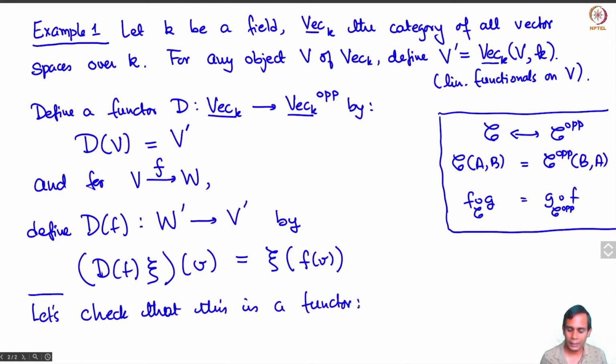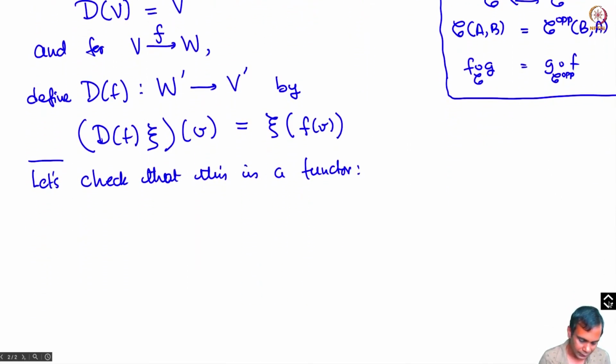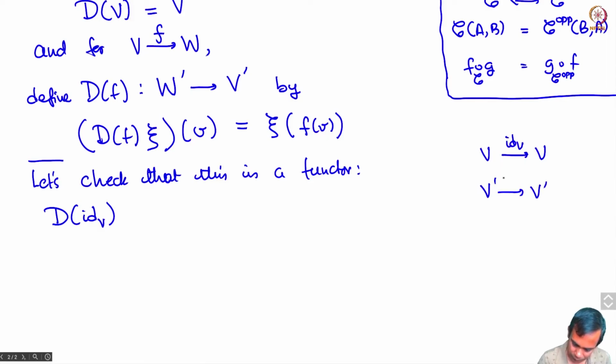So the first thing I need to check is whether D takes the identity to identity. So let's look at D of identity of V, where V is a vector space. Identity of V is from V to V, and D of identity V is from V prime to V prime. And so we need to say what it does to Z in V prime.